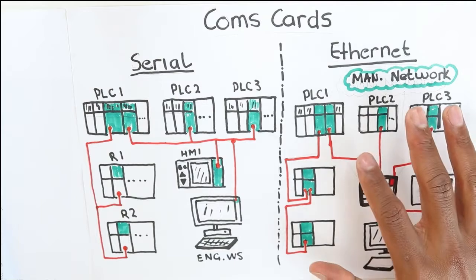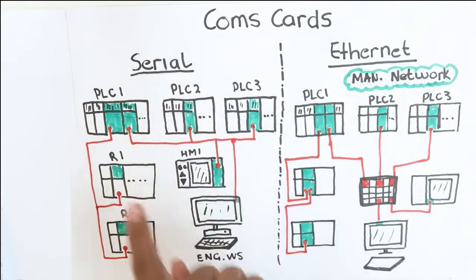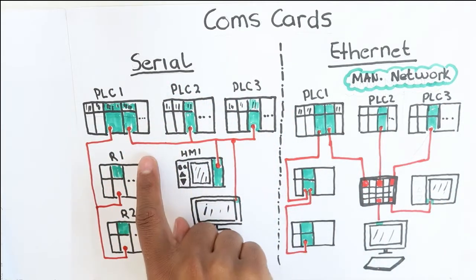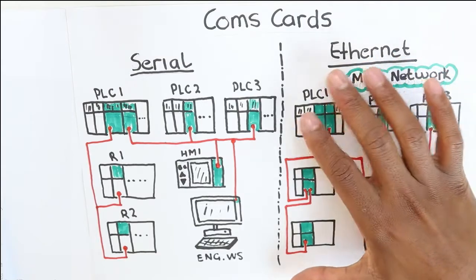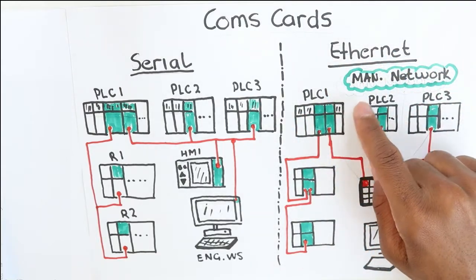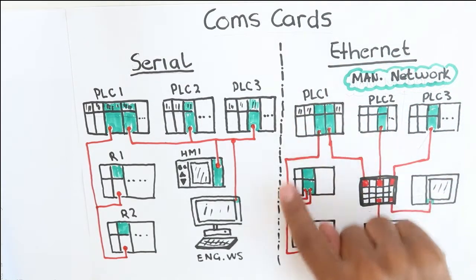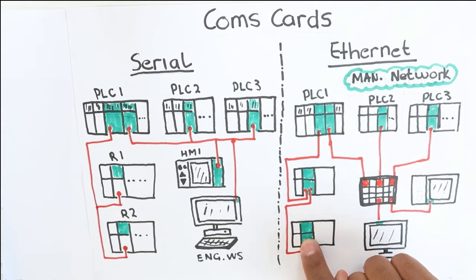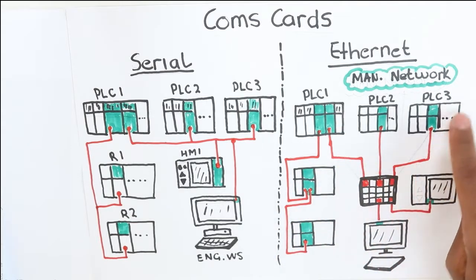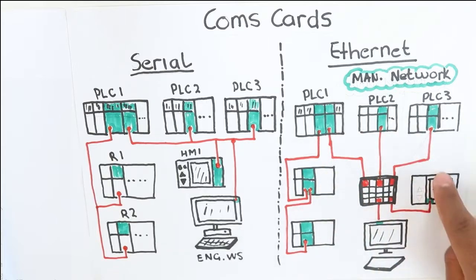The topologies can be different. Usually on the serial side, you only get like a bus topology. When you have a system that has Ethernet modules, you can then also have a topology whereby you daisy chain the connections on the network, or you can have this star topology as shown over here.